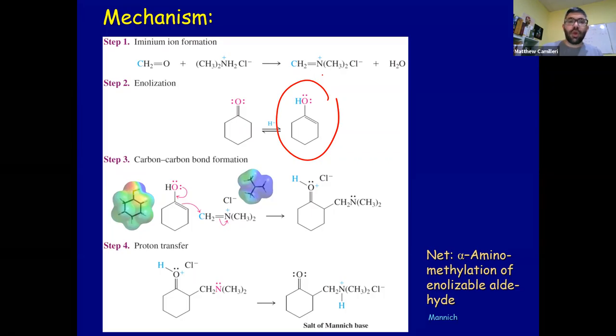Now, once you form that negative charge, then it can attack the iminium ion to make a new carbon-carbon bond, on the alpha carbon and the carbon next to the nitrogen. So this would be something that is very, very important.